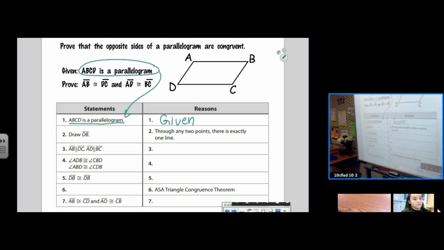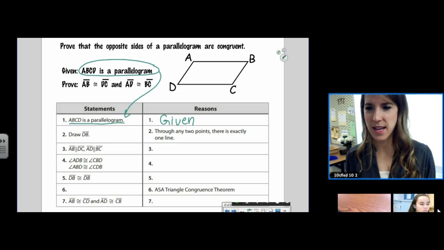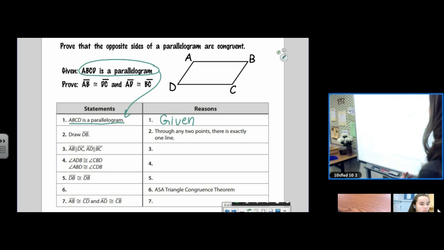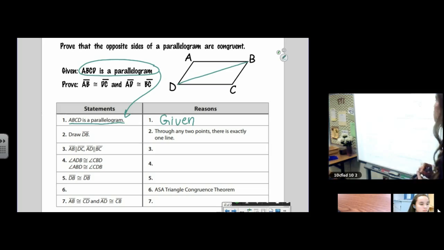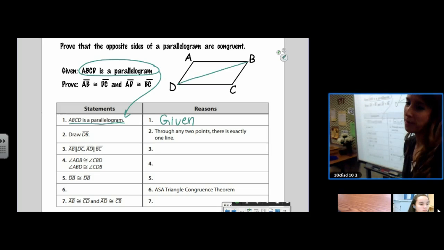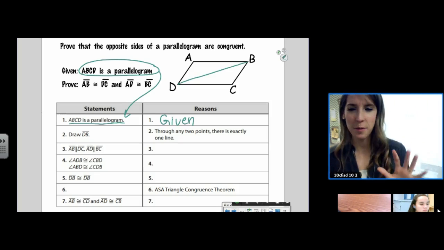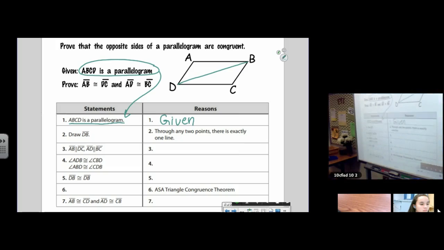All right, statement number 2. This is weird. We've never seen this in a proof. Draw DB. Well, okay, let's just do what it says. I can follow directions. Draw DB. The reason is because through any 2 points, there's exactly 1 line. So that one's kind of silly. We won't make you ever fill that one in yourself. Draw DB. We drew it.